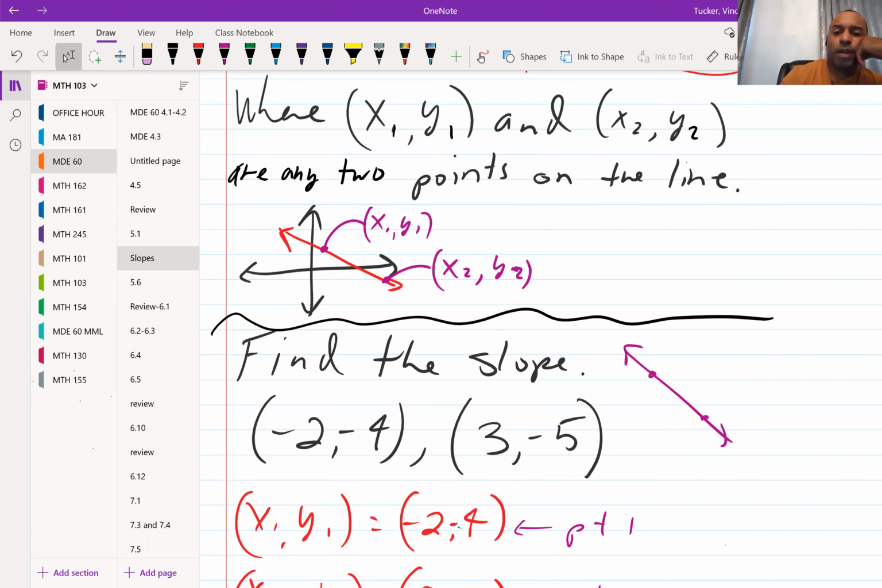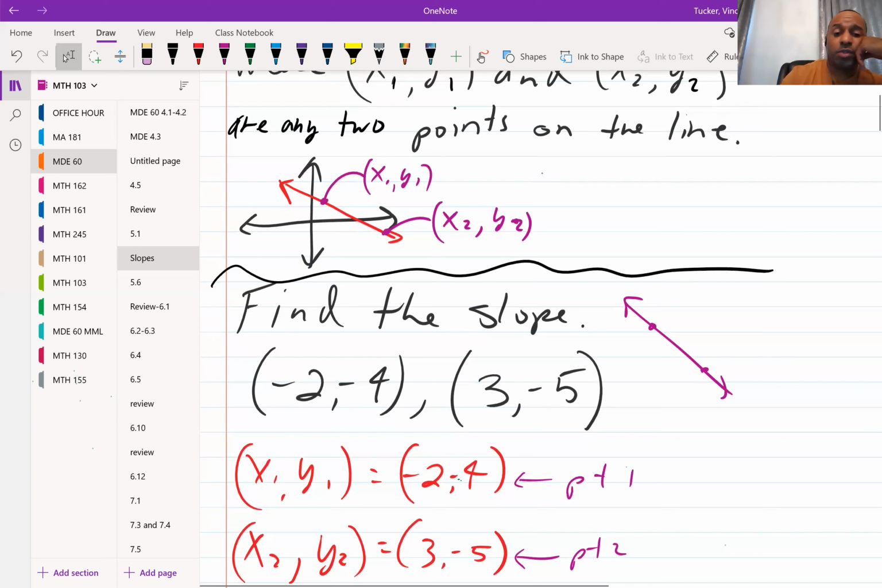So if you have 2 points, it is in your best interest to call which one point one and which one you're going to call point two. Go ahead and establish which one you're going to call point one and which one you're going to call point two. It does not matter. Normally, I just call the first one I see point one, which is -2, -4, and then the second one, point two, which is 3, -5.